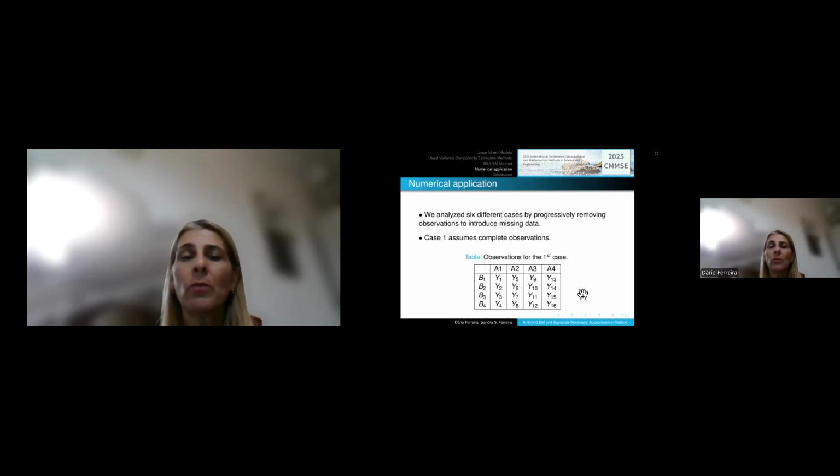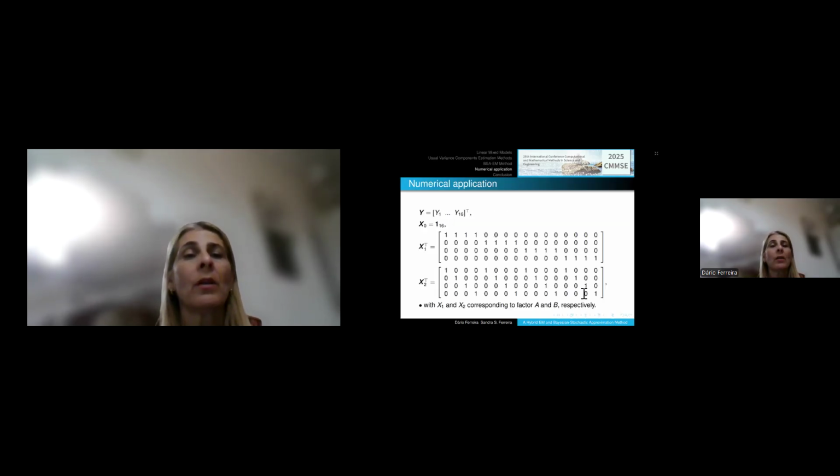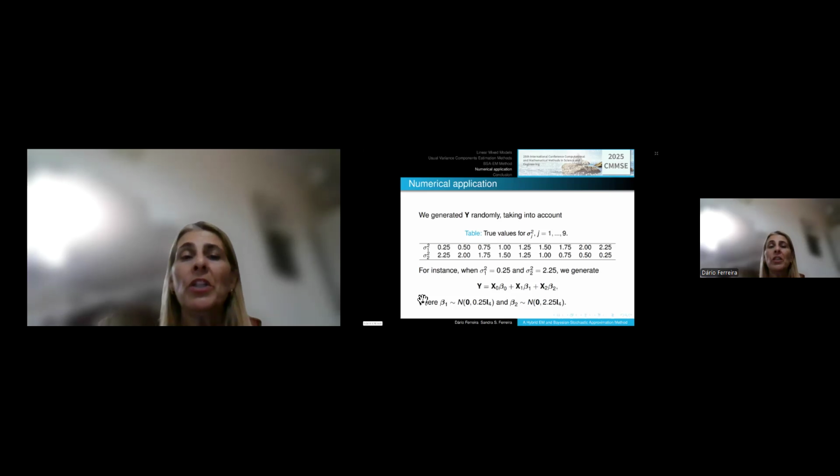In case 1, we assume complete observations, which we have here in this table. Observations for the first case. We consider the observations vector y, where the matrix is x0, x1 transpose, x2 transpose, with x1 and x2 corresponding to factor A and B respectively. We generated y randomly, taking into account these values.